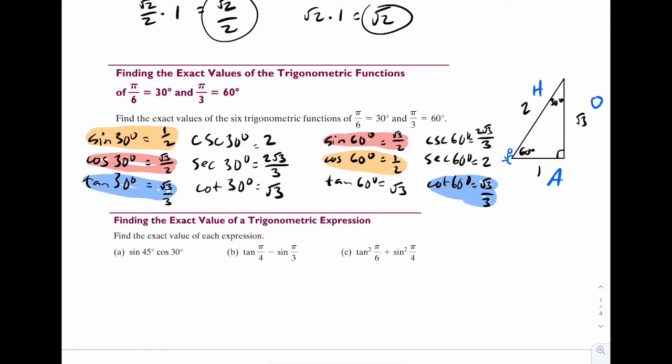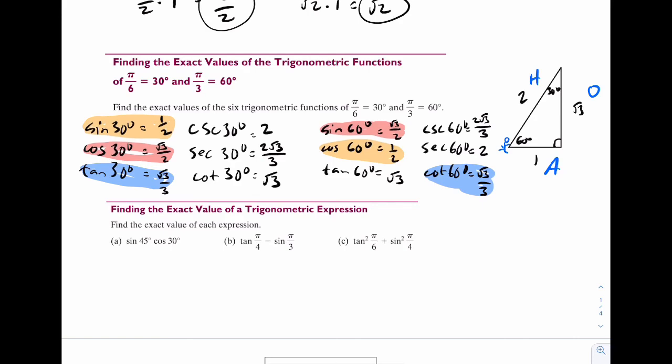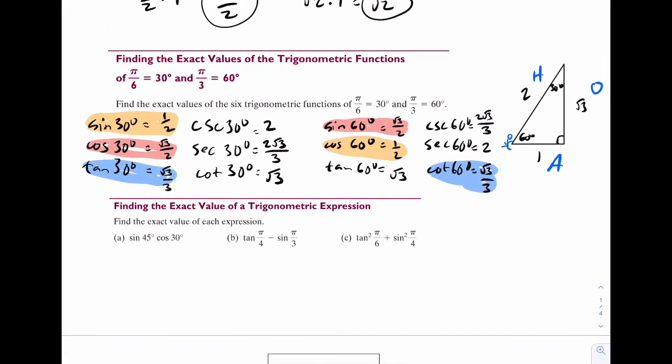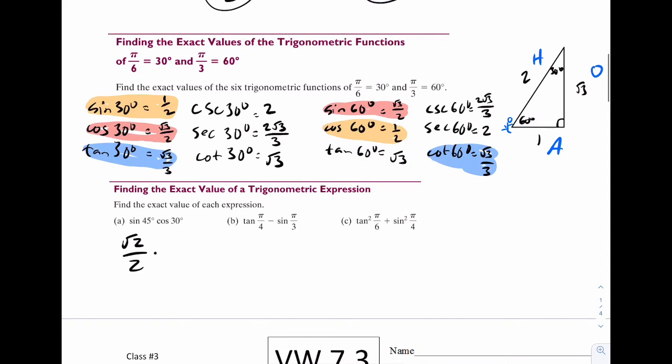And our last example for this particular unit here, we're going to use our chart to figure everything out. So for your homework, feel free to use a triangle or the chart. Sine 45, that would be root 2 over 2. Cosine 30 is root 3 over 2. Multiply, you get root 6 over 4. Tan pi over 4 is 1 minus sine pi over 3, that's root 3 over 2. Now we're going to want to put that together as one fraction, so that would be 2 minus root 3 all over 2.